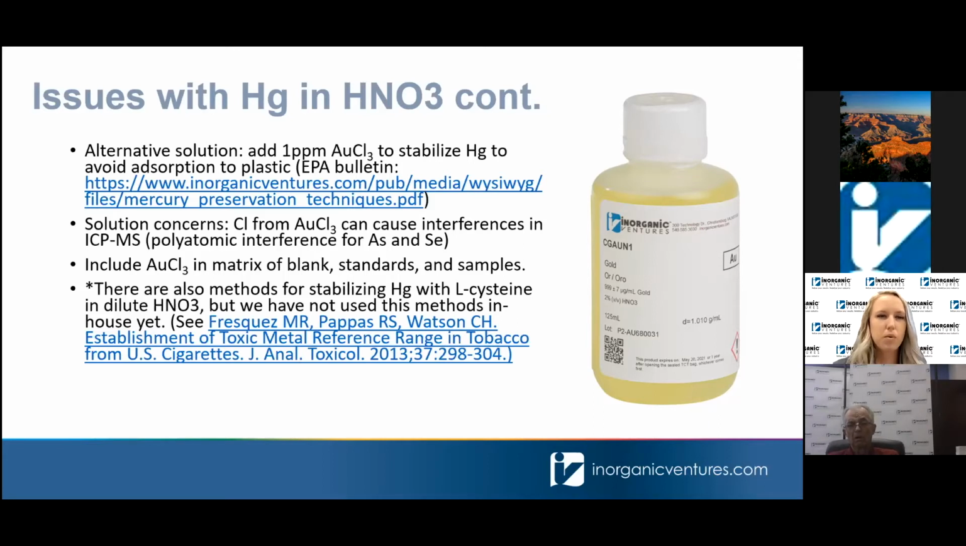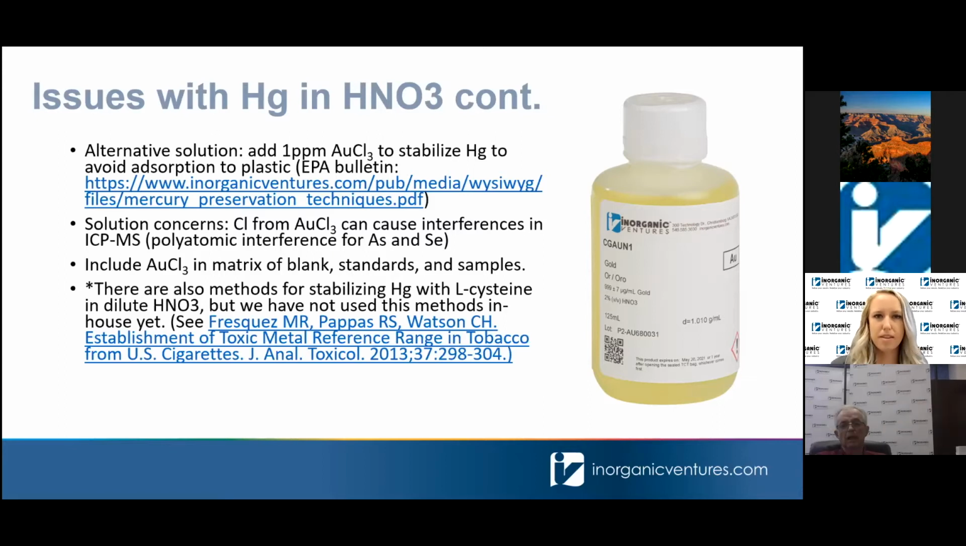nitric. But one thing you do want to consider is if you are analyzing via ICP-MS, there is going to be that polyatomic interference for arsenic and selenium. So if you have arsenic or selenium in your analysis, you do want to account for that. Because the chloride level is going to be so low from that 1 ppm gold trichloride, you can just make sure to add the same amount of gold trichloride to the matrix of your blanks, standards, and samples, and that should account for any interference issues that you would have.